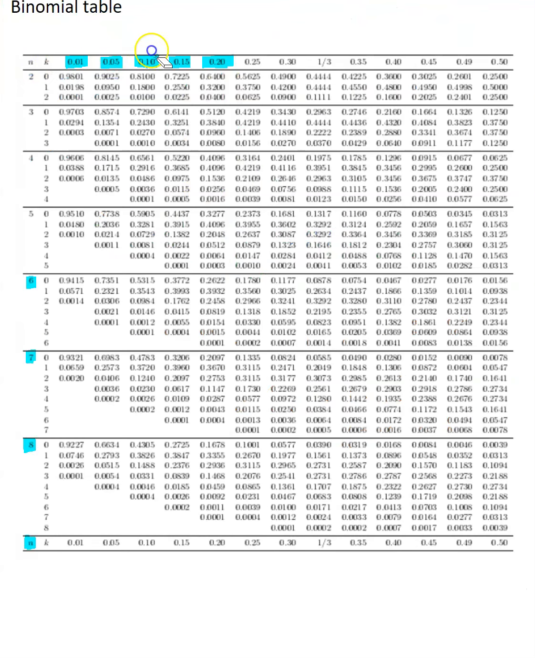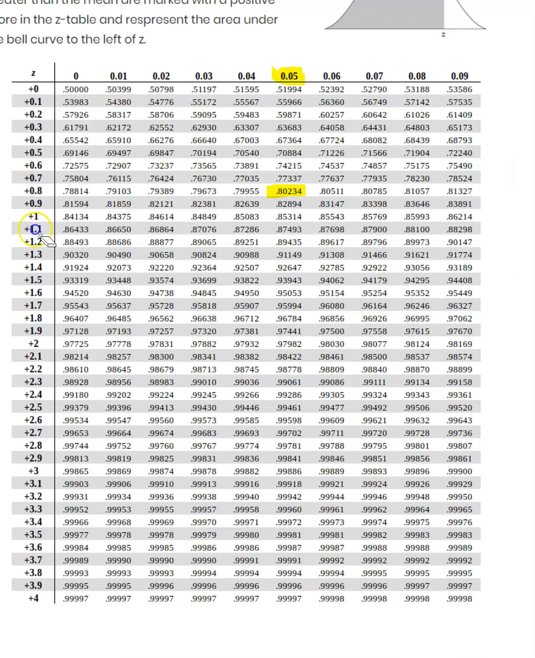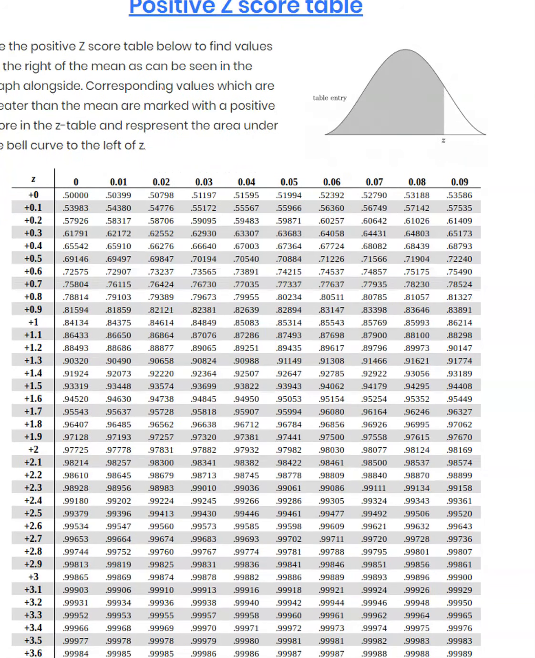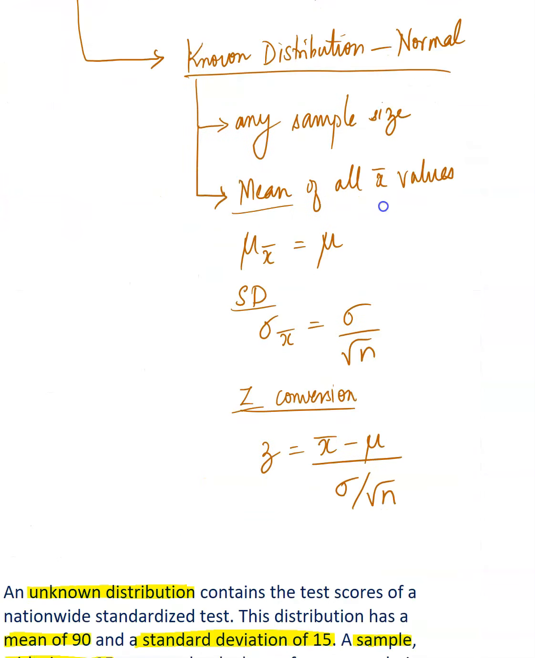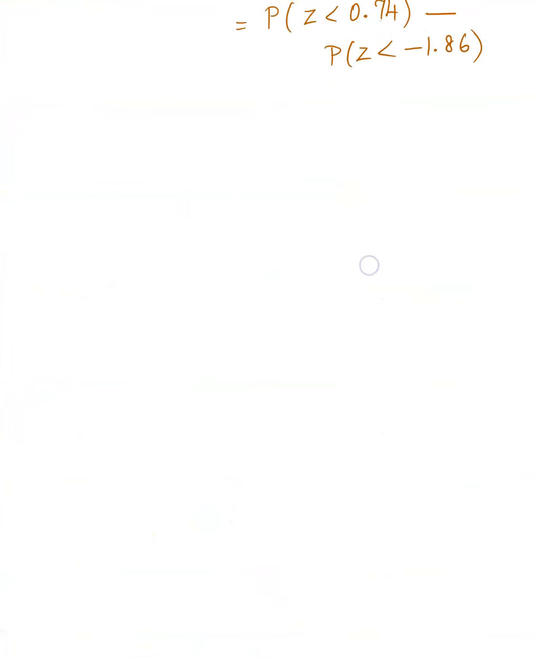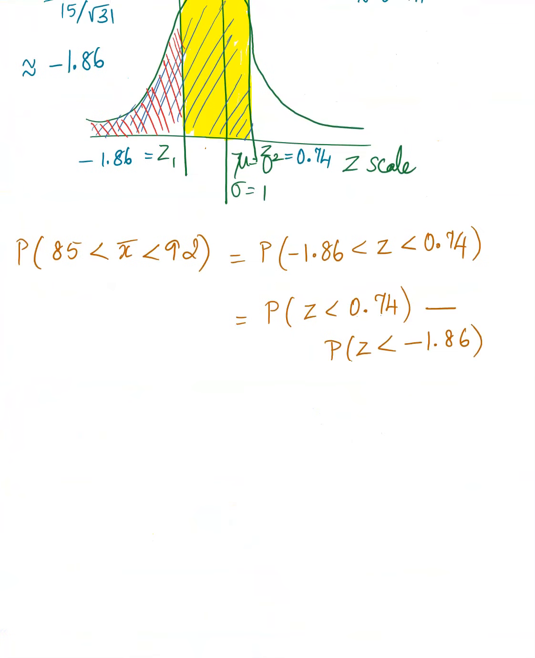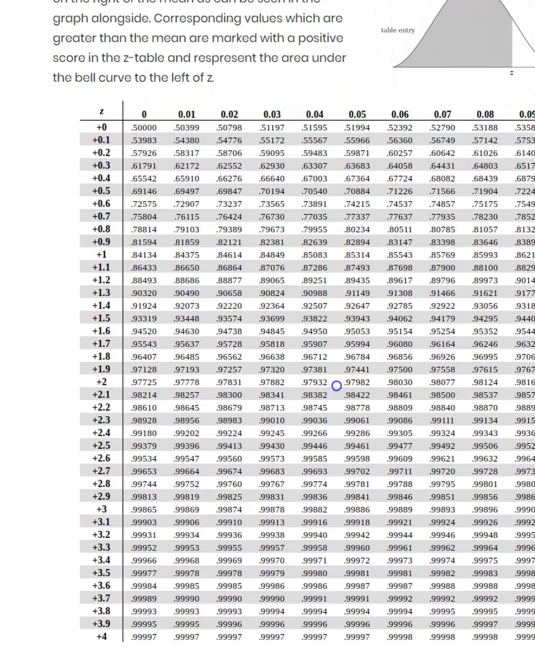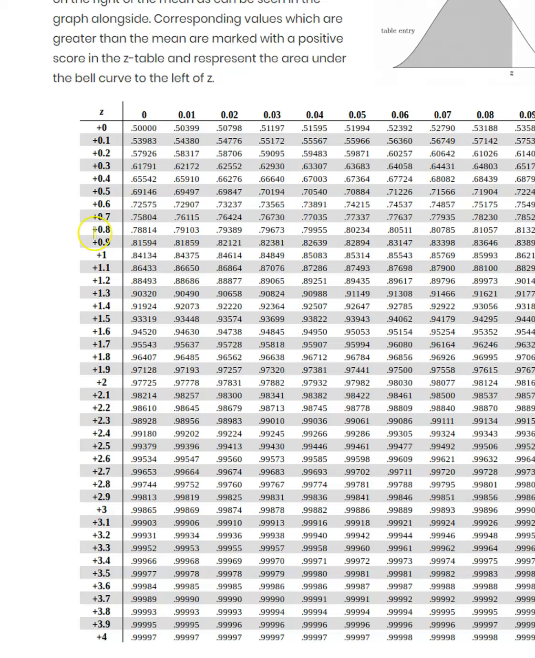Let's erase the old marks, but this was a binomial table. So let's go to the z table. We have the positive z table and the negative z table. So let's come here. Scrolled way to the bottom. 0.74 will be positive. So 0.7 here and 0.04 here. See where they meet. 0.74 is 0.77035.